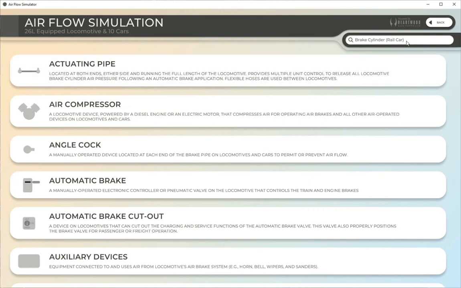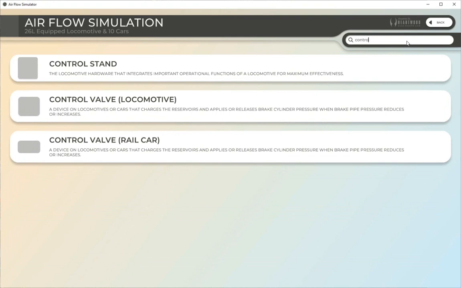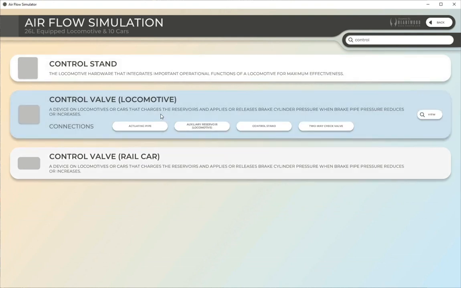The app includes definitions and explanations of all the equipment and activities related to explaining how the air brake system operates with locomotives and railcars.